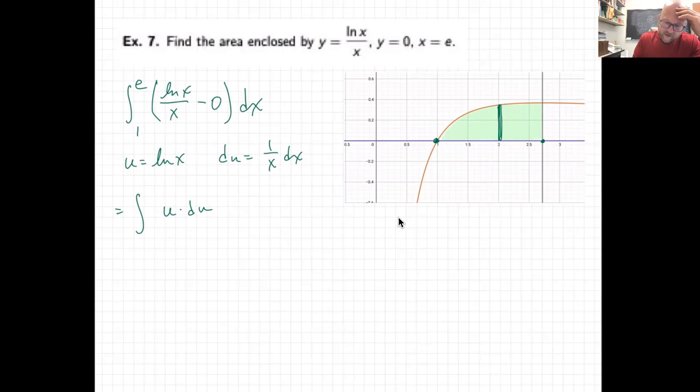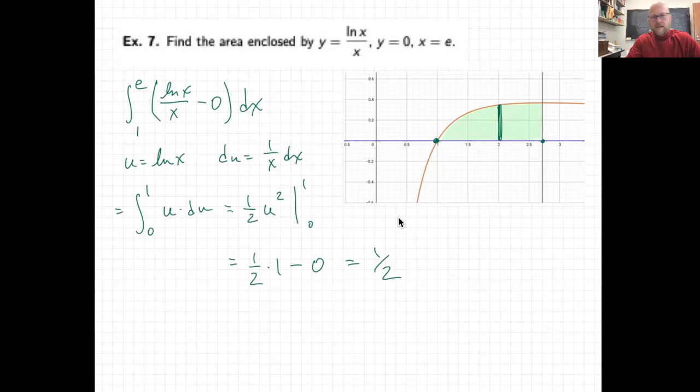When x is equal to 1, the u is going to be log of 1, which is 0. And when the x is equal to e, the u is going to be the log of e, which is just 1. So this turns into 1/2 u squared, evaluate 0 to 1. 1/2 times 1 minus the 0. So we end up with a 1/2 out of that, which is not what I got before.